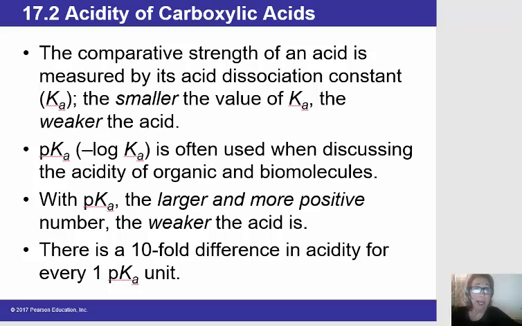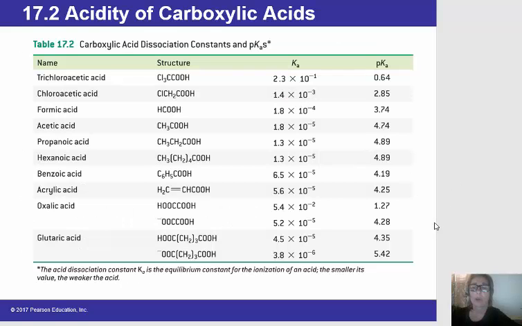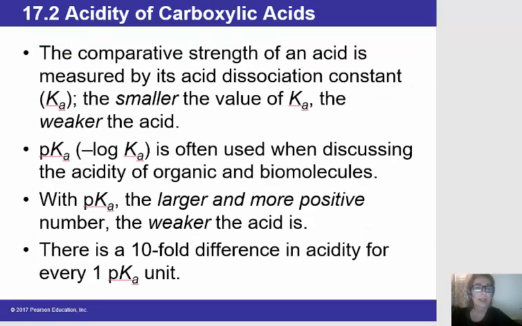But rather than look at Ka values, we look at pKa values. And pKa is equal to the negative log of the Ka. So it's a little bit like pH in that the higher the pKa, the weaker the acid. Sort of like with pH, the higher the pH, the less hydronium there is, because it's the negative base 10 log.